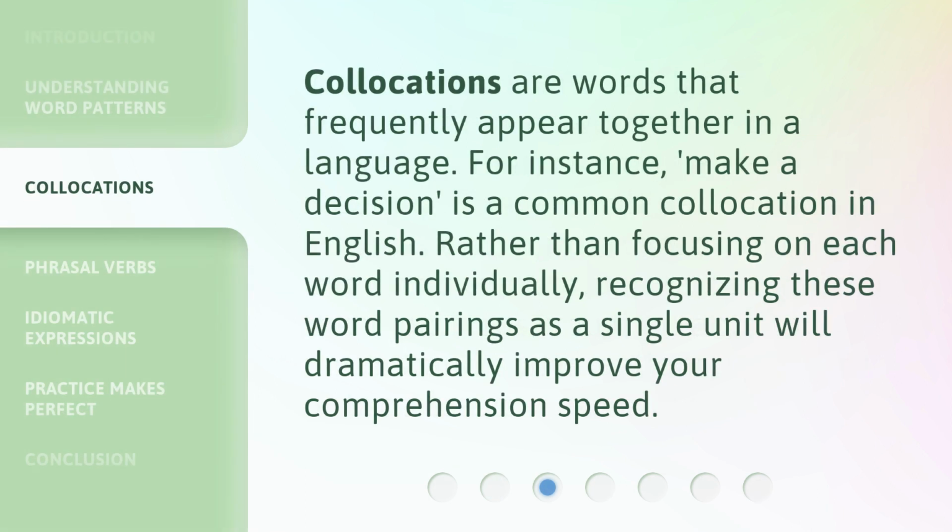Collocations are words that frequently appear together in a language. For instance, make a decision is a common collocation in English. Rather than focusing on each word individually, recognizing these word pairings as a single unit will dramatically improve your comprehension speed.